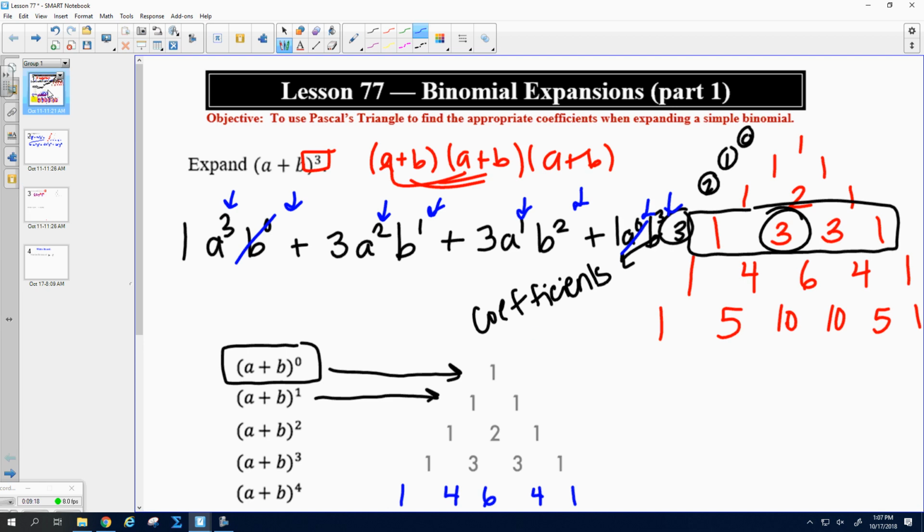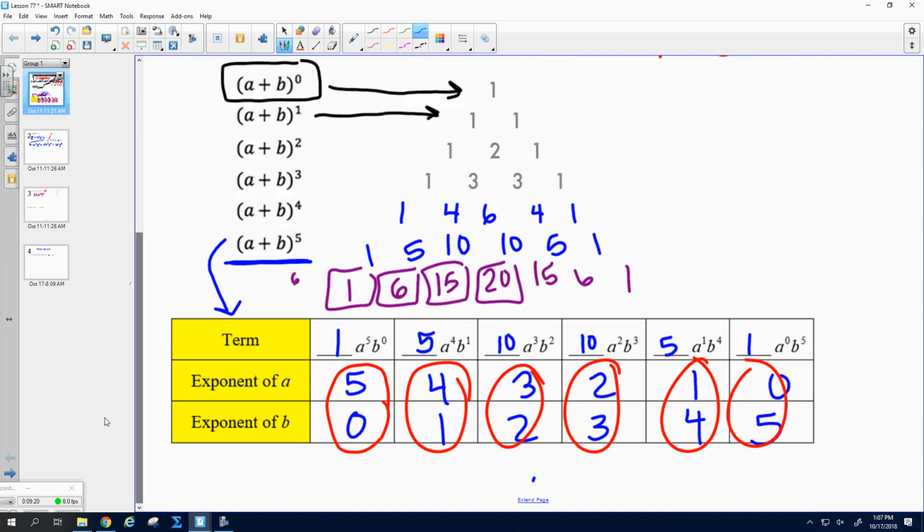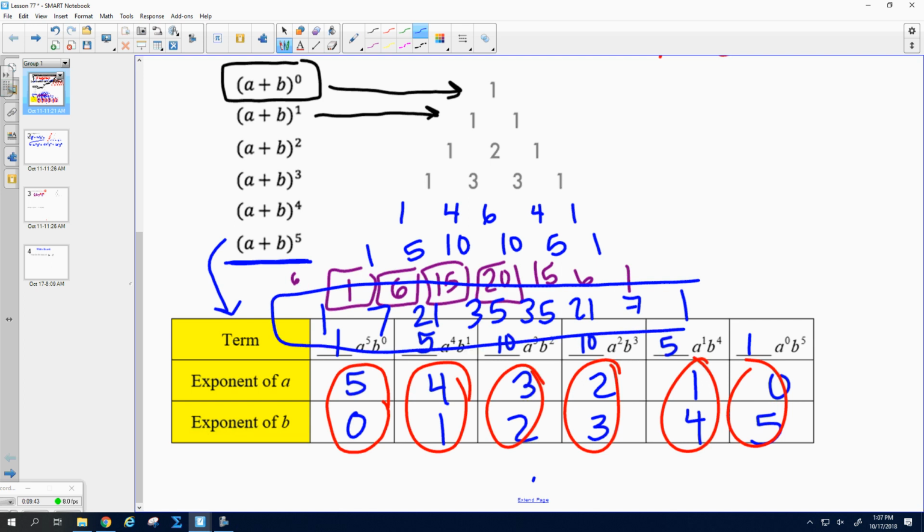So I need to go back because I got to go all the way to the 7th, and this was only to the 6th. So let's add one more row. All right. So I get 1. Add these together. That's a 7. Add these together. That's a 21. Add these together. That's a 35. Add these together, and that's a 35. Add these together, and that's a 21, and a 7, and a 1. Wow. That's a lot of numbers.